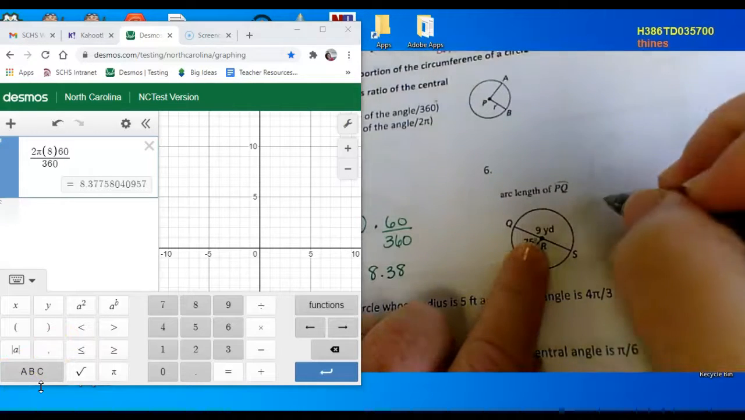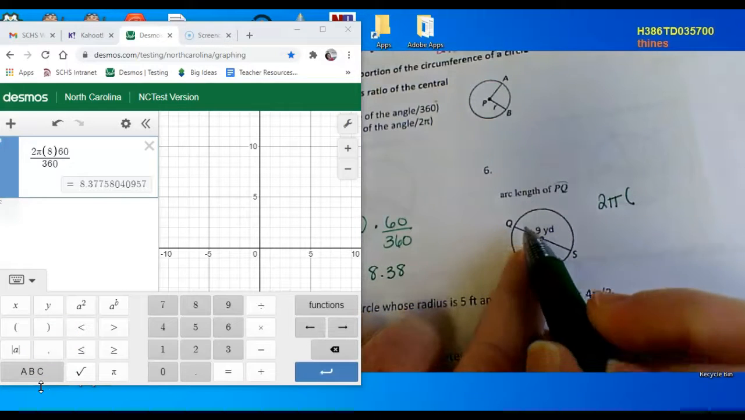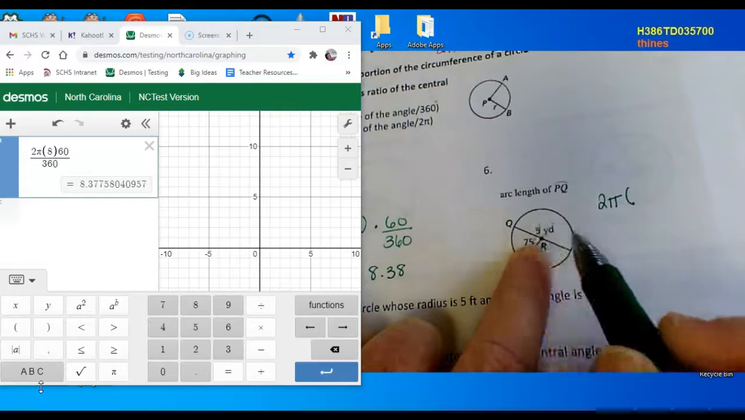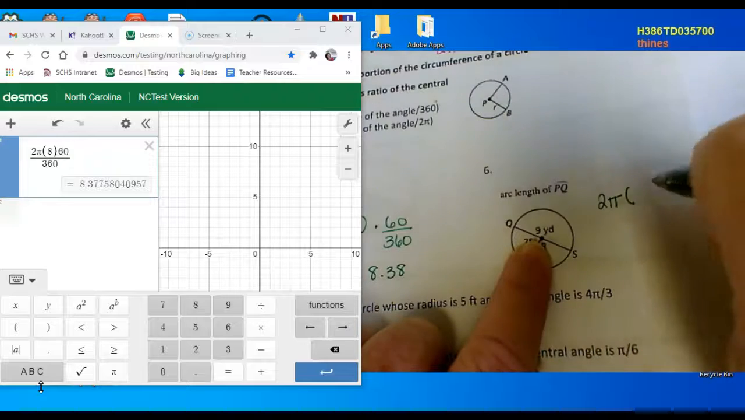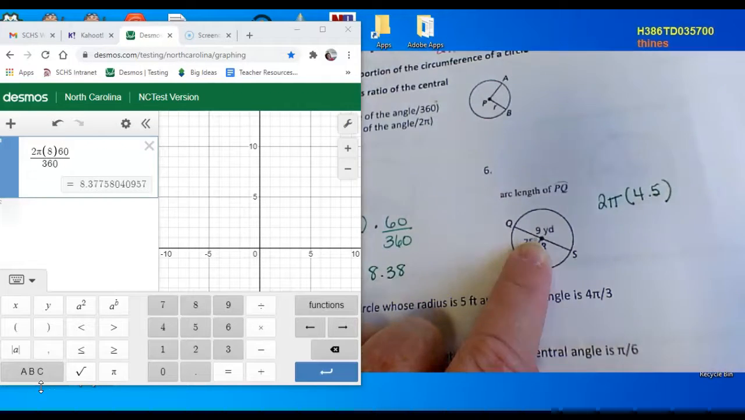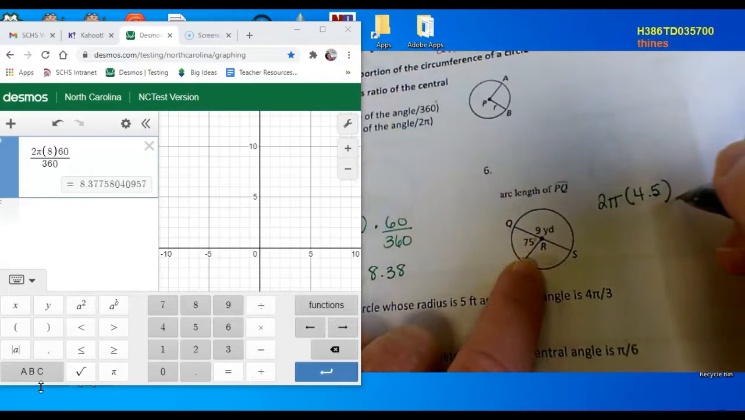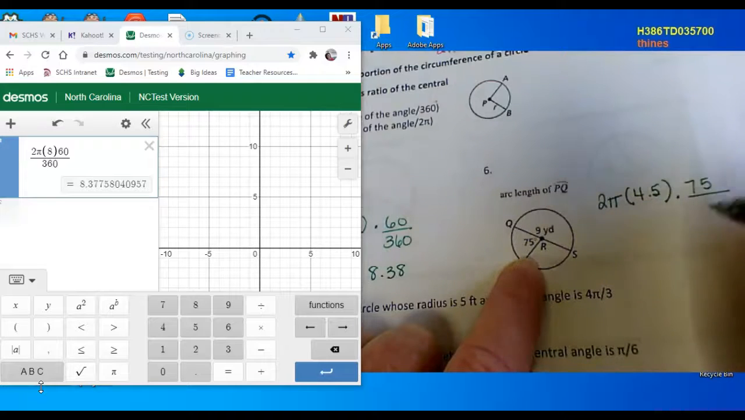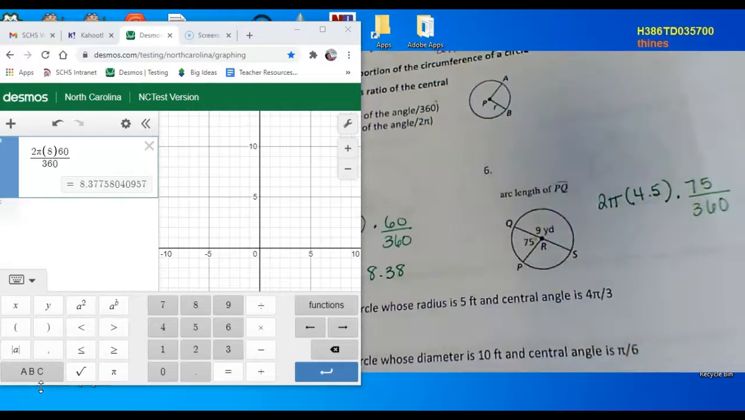Alright, so we do the circumference. So we're going to do 2 pi and r. Alright, the whole thing is 9. So the diameter is 9. So I'm going to take half of 9, which is 4.5, to give me the r. And then I multiply by the angle, because that tells me how much of the circle that I'm interested in. So you get 75 over 360. And so if I put that in here, I'll have 2 pi times 4.5 divided by 360. Oops, I forgot the 75. So times 75 divided by 360.